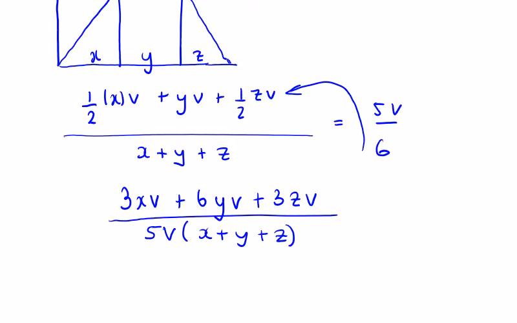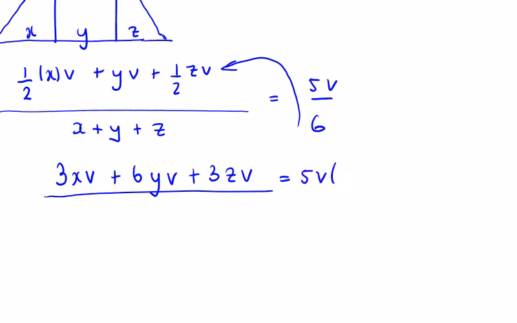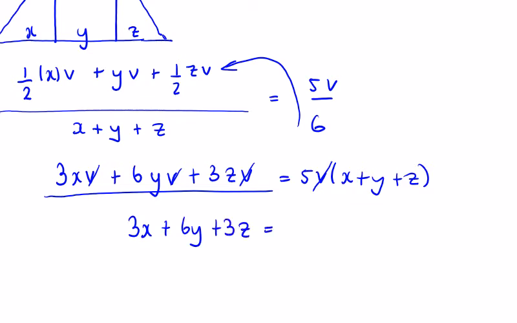Sorry, I should have written equals, not over. It's not over. That's 6 times that is equal to, not underneath it. I hope you all are shouting at YouTube while you're subscribing. 5v times x plus y plus z. So my v's cancel, I'm dividing by v. So I'm going to be left with 3x plus 6y plus 3z is equal to 5x plus 5y plus 5z.